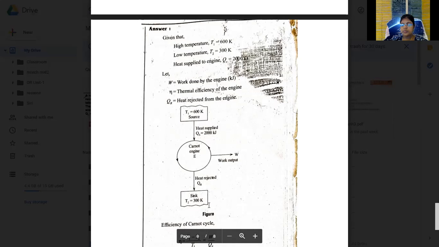In a heat pump or refrigerator, we will calculate the coefficient of performance. In a heat pump we get the desired effect at the source, and in a refrigerator we get the cooling effect or heat absorbed at the sink. So the desired effect we get at the sink for the refrigerator, and at the source for the heat pump.